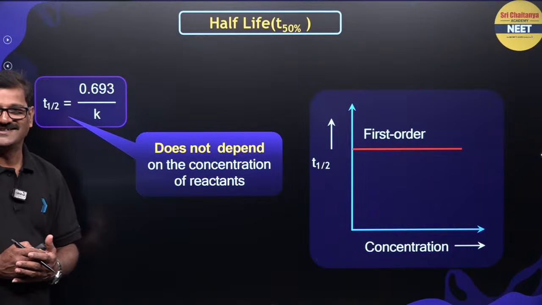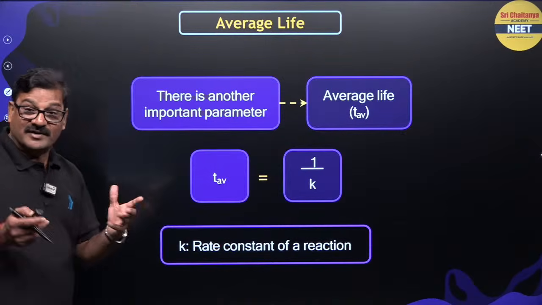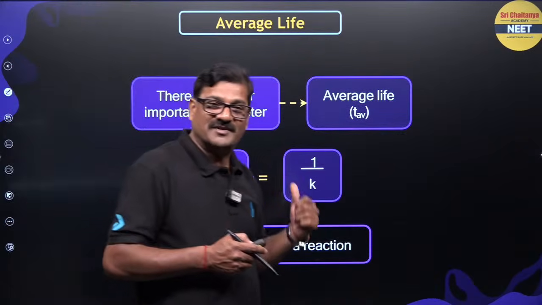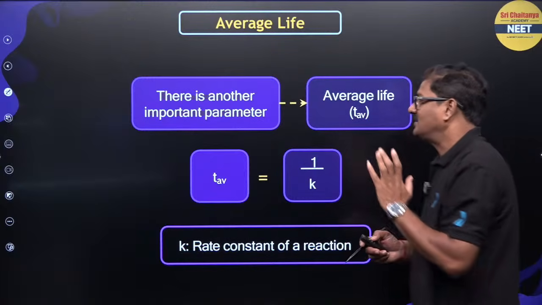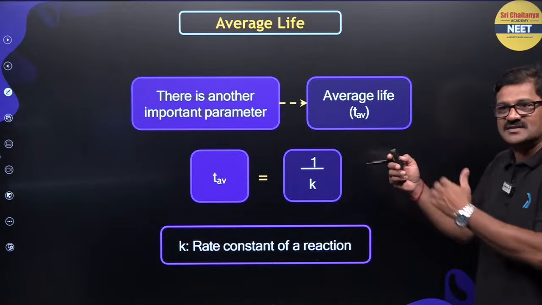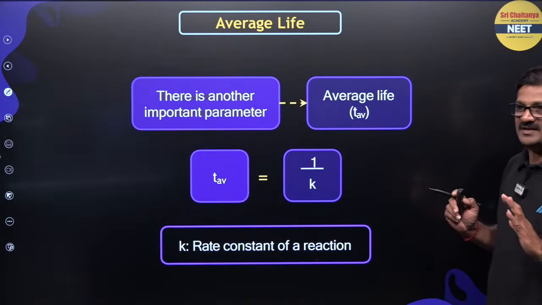That's fine. Now moving ahead, there is another important parameter, average life. You have already seen it in nuclear chemistry. Right? And there is another important part, average life. T average is equal to the reciprocal of the rate constant. K is the rate constant of the reaction. Fine.